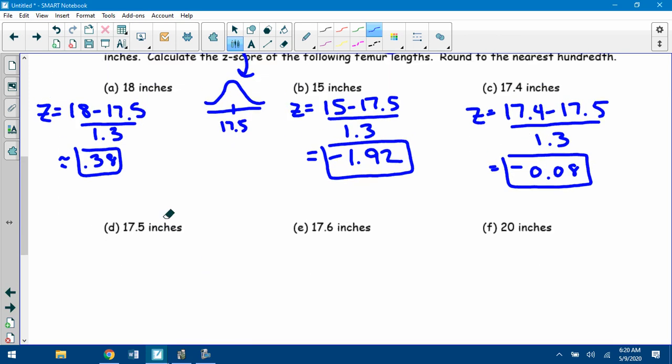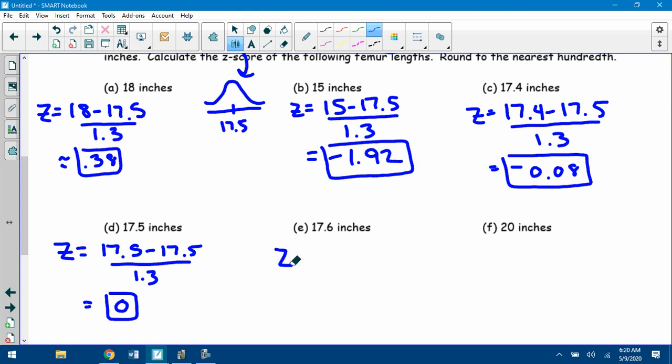What's 17.5 inches going to give you? Yeah, that is the mean. So if you are observing the mean, and I plug that into the formula, you're obviously going to get 0. So 0 is where the mean is, 0 standard deviations away. This one is similar to 17.4, but now I'm 0.1 above the mean, so it'll be positive 0.08.